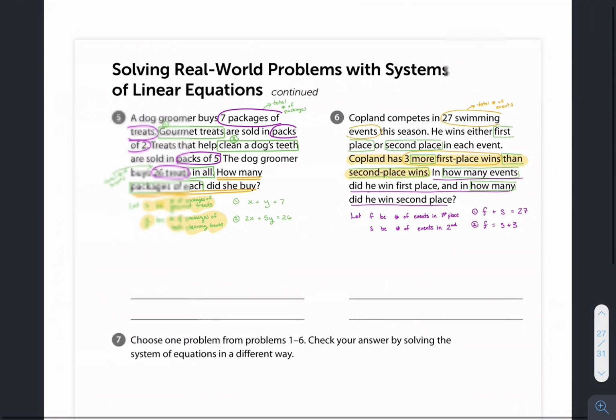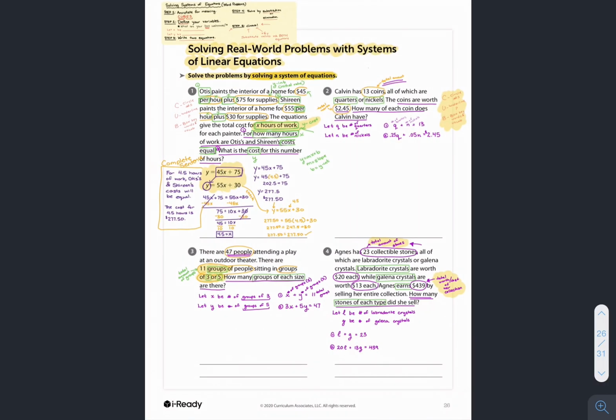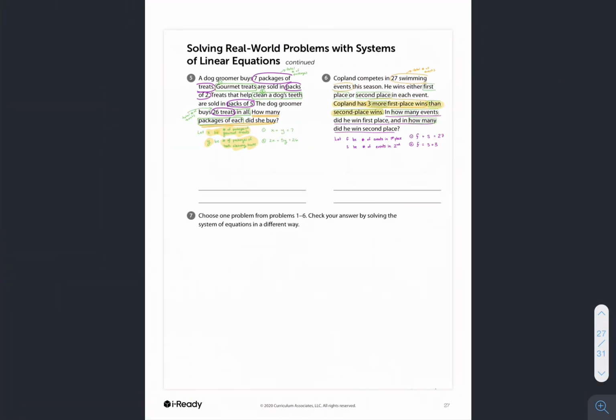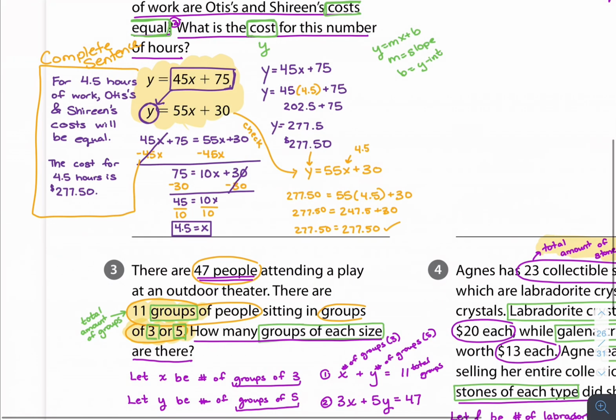Alright, so as promised, there you go. I have set you up with the equations for all 6 problems. Make sure you solve for both X and Y. Make sure you write your complete sentence answer. And if you can, make sure to check.